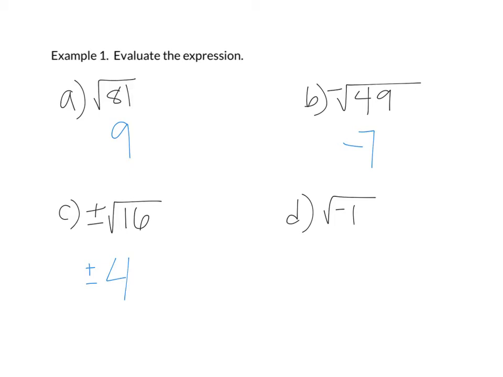Square root of negative 1, it's important to note that you can never take the square root of a negative number. We can see this because positive 1 times positive 1 is equal to positive 1. Negative 1 times negative 1 is also equal to positive 1. So you'll notice that any two numbers multiplied together will never give you a negative, so there is no real square root.